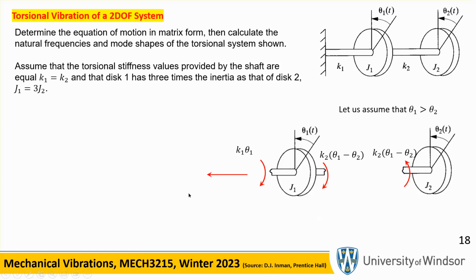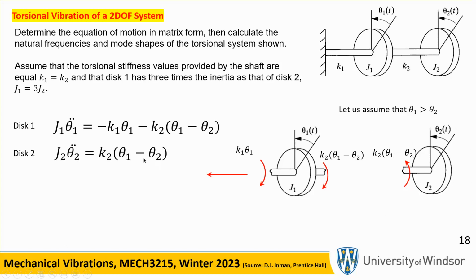And write down the sum of all the moments about this axis, which for disk 1 equals J1 theta 1 double dot. These are moments. This must be J theta double dot. Okay, and write the same thing for this other disk. You get that?